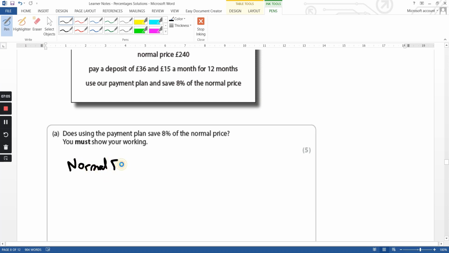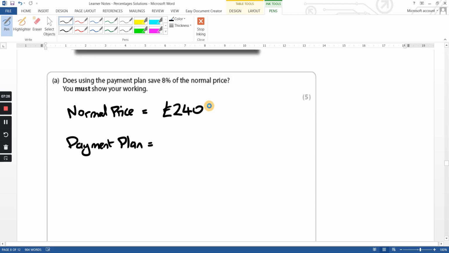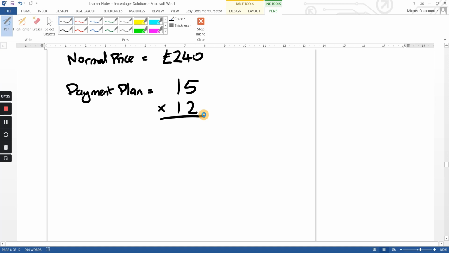Normal price equals £240. Okay. The payment plan is £36 plus a deposit of £15 a month for 12 months. So let's do 15 times by 12. And again, without the calculator, you're going to have to do it like this, or something similar. You don't have to do it like this. There are other ways. Let's just do it like this though.